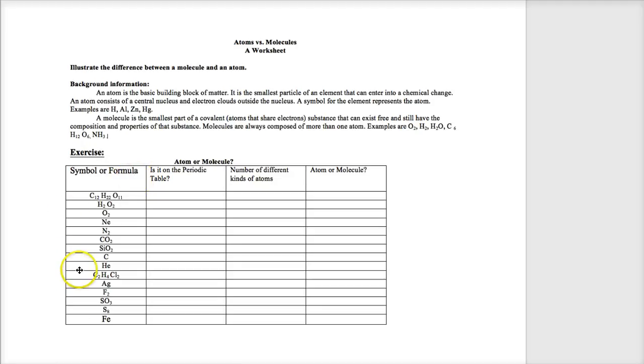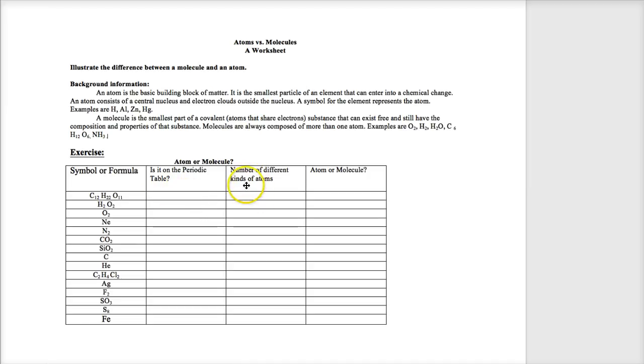So you have in this first column symbols or formulas. Then I want you to go ahead and grab a textbook, or you can pull up a periodic table on the internet, and you need to tell me if you can find this formula or the symbol in the periodic table. If you can find it, then you say yes. If you can't find it, then you say no. So for this particular example here, I cannot find C12H22O11 anywhere on the periodic table written as such. So therefore I put the word no here.